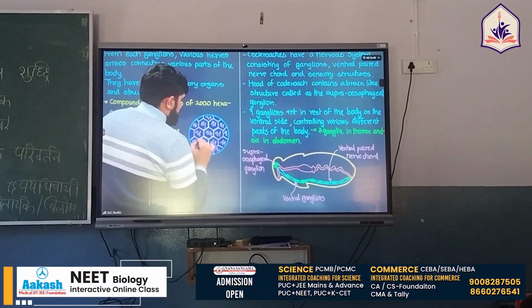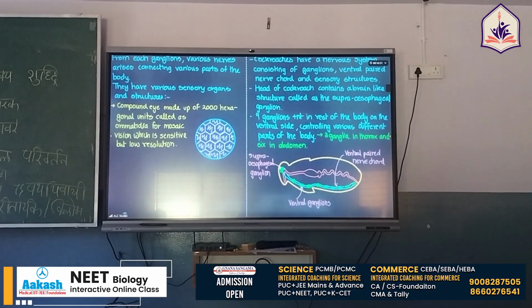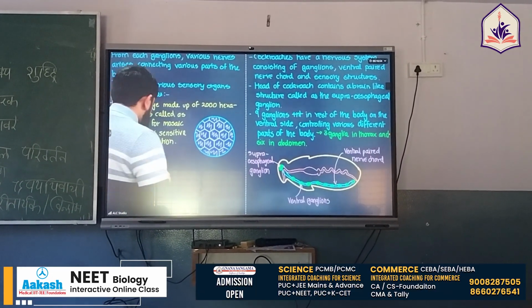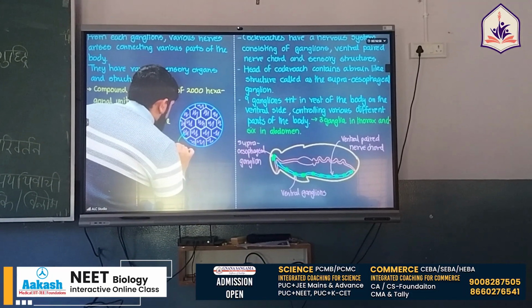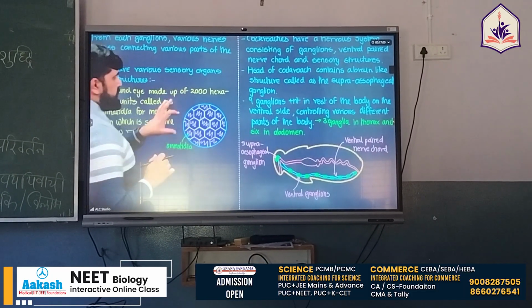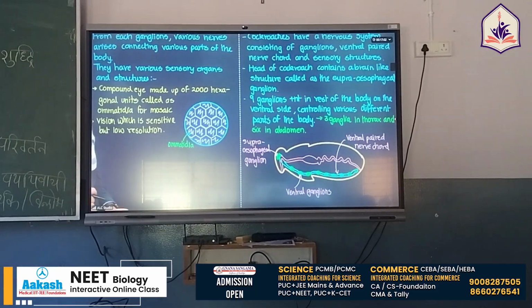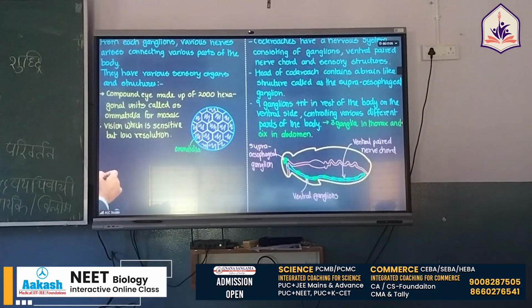Yeah, and this is how their compound eye looks like. Each of the single units present here is called an ommatidium. Like this, they have 2000 hexagonal units in each eye, which are called the ommatidia.